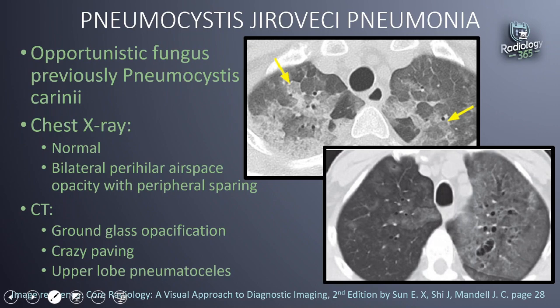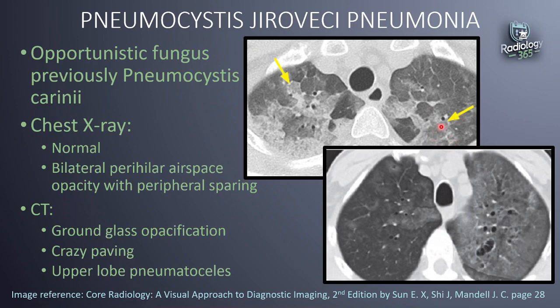Pneumocystis pneumonia has the propensity to cause upper lobe pneumatoceles, especially if it's left untreated. And these pneumatoceles, if they rupture, you may end up getting pneumothorax or pneumomediastinum. So in this CT here, it shows crazy paving with confluent ground glass attenuation in the upper lobes. You see this ground glass opacity with interlobular septal thickening, and it's diffusely distributed bilaterally. And some of the ground glass opacities are confluent.